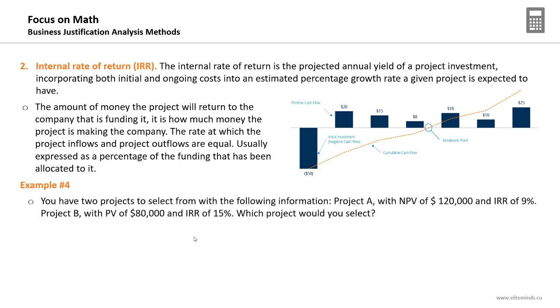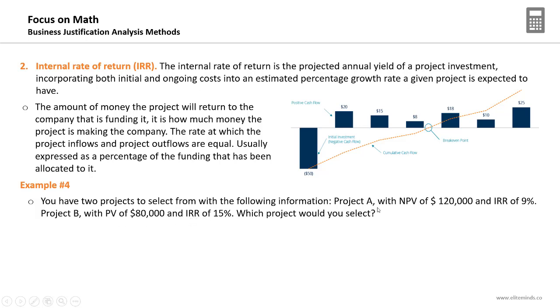So you have two projects to select from with the following information. Project A with a net present value of $120,000 and internal rate of return of 9%. Project B with present value of $80,000 and internal rate of return of 15%. Which project would you select? So by looking at the figures of both projects, for project A, they have given the net present value and the internal rate of return. For project B, the present value and the internal rate of return.